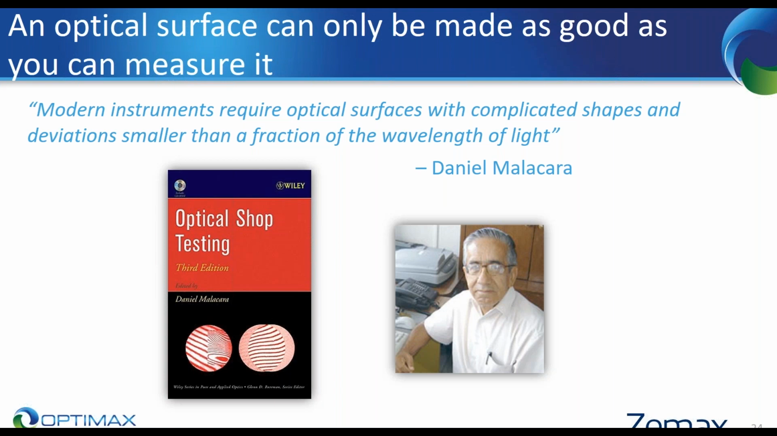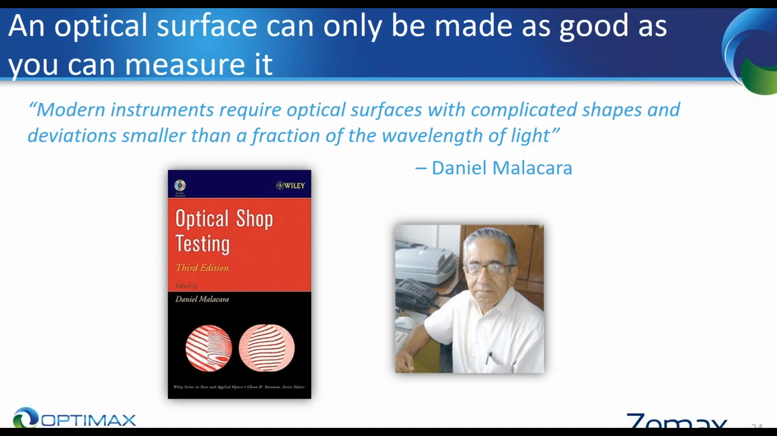I wanted to highlight on here Professor Daniel Malacara, who wrote an excellent book, Optical Shop Testing. If you do not have this book and would like a reference book on optical metrology, I do highly recommend it. He is quoted in there: "Modern instruments require optical surfaces with complicated shapes and deviations smaller than a fraction of wavelength of light." This is challenging from a fabricator's perspective, but also exciting as we keep moving forward, especially as that wavelength of light keeps getting shorter and shorter that we're working with.